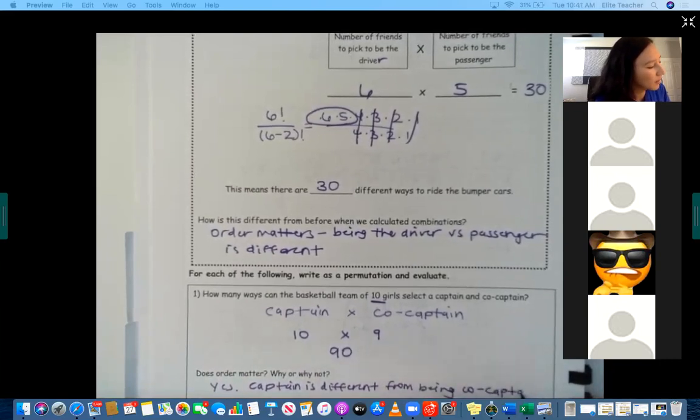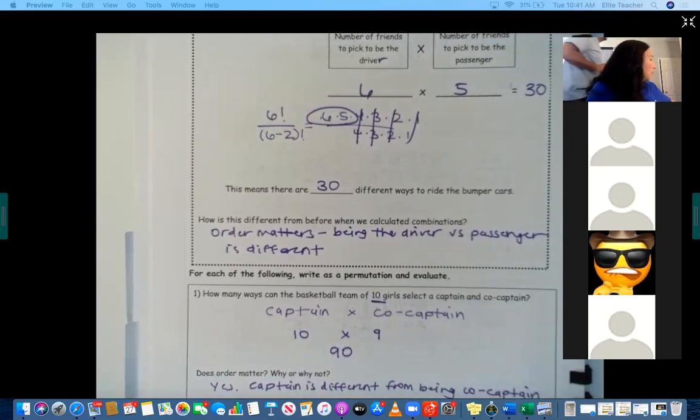Everyone wants to be captain, not co-captain.